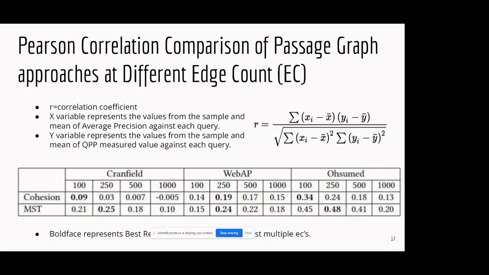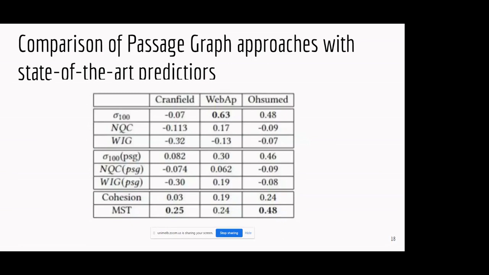And we use Pearson's correlation again to measure the performance as a predictor between the average precision and the results coming from the different QPP approaches. Here is the table for all the results that we have seen. As you can see, the first 3 are the standard QPP approaches that have previously been used. The other 3 are the NQC and WIG, and these are all at the passage level. And then we compared them with the cohesion and the MST approach.